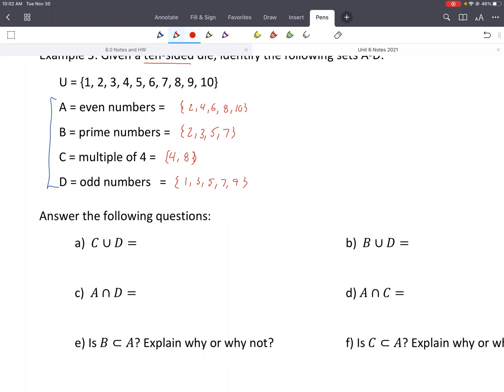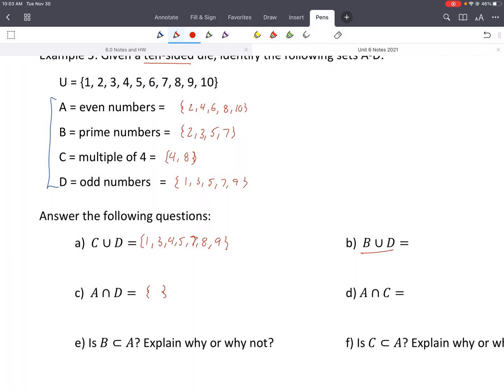C union D. So the union of C and D. So we're going to take all of C and all of D. We just don't want to double count. So it's going to be 1, 3, 5. Oops, I missed 4. 1, 3, 4, 5, 7, 8, and 9. Intersection of A and D. So we'll want to do what they have in common. So A and D have nothing in common. A is the evens, D is the odds. So here we would have an example of an empty set.